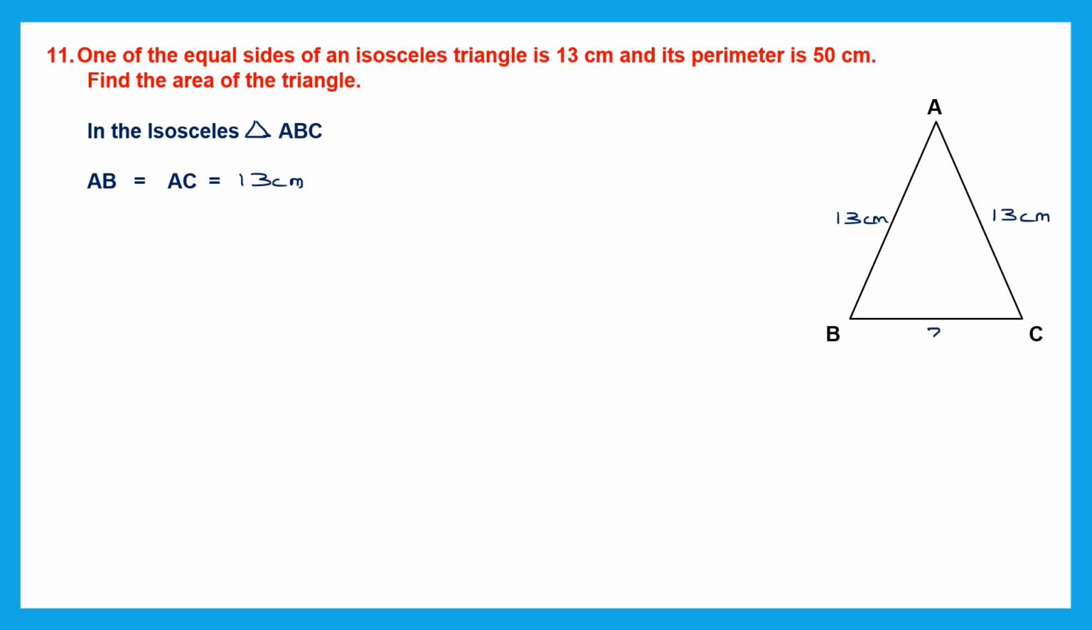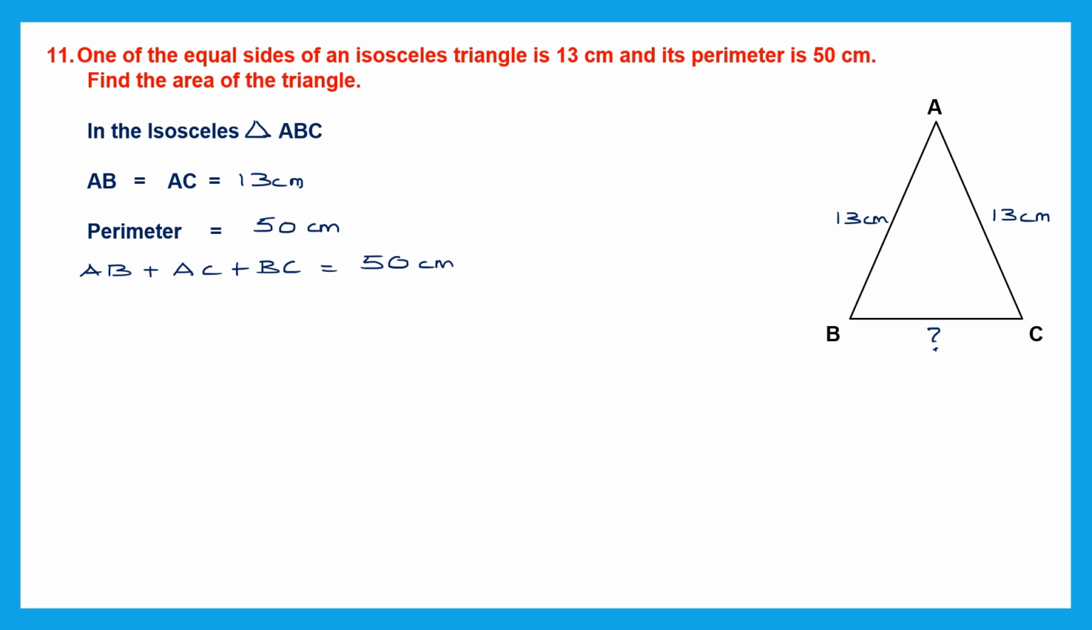Now we don't know this side, but we've been given the perimeter. So perimeter is given as 50 centimeters. This is already given to us in the question. And we know what the perimeter is. Perimeter is the sum of all three sides. So we can find this side with the help of the formula for perimeter. So perimeter here will be AB plus AC plus BC, and that is equal to 50 centimeters.